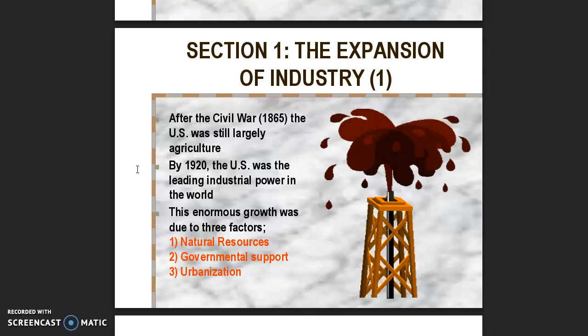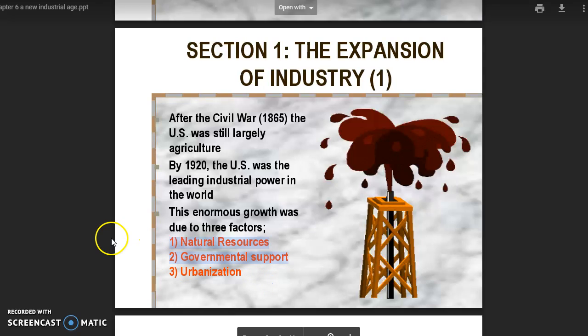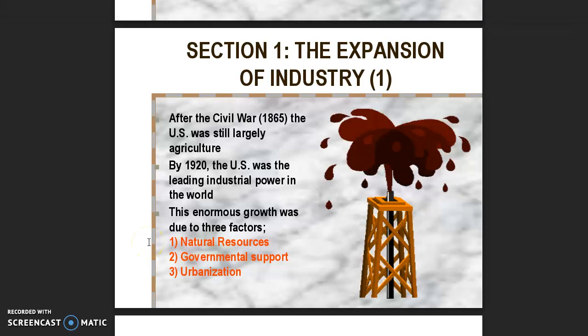What factors led to that? The 3 in red here, natural resources, government support, and urbanization, led to the enormous growth in the United States. Please take a minute and write down those 3 factors under question number 1 on your study guide. As always, please remember, pause if you need to.